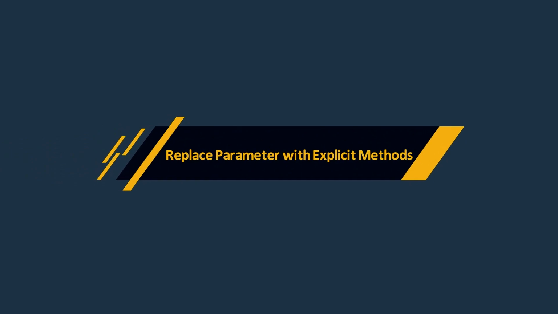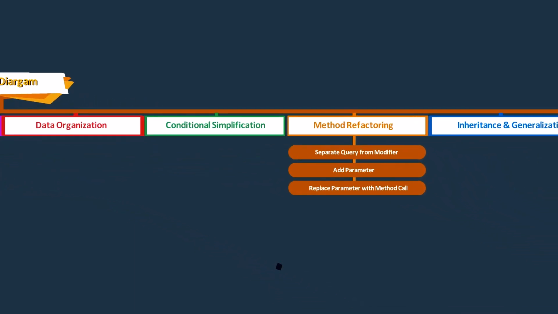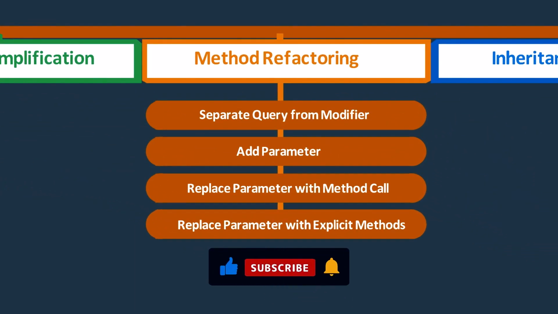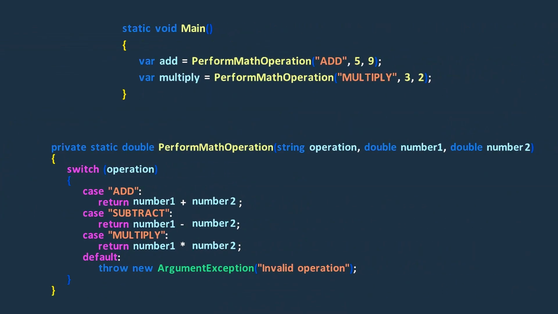Hello guys, welcome again. In this lecture, we'll be focusing on the replace parameter with explicit methods technique. This technique falls under the method refactoring category in our refactoring diagram. Okay, let's dive deeper into this technique with some examples.